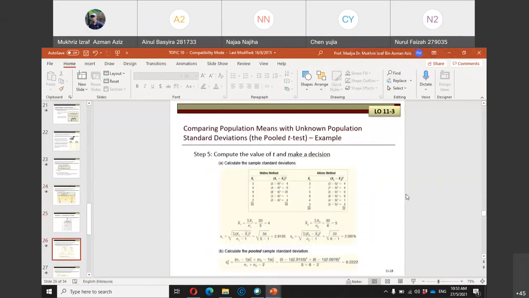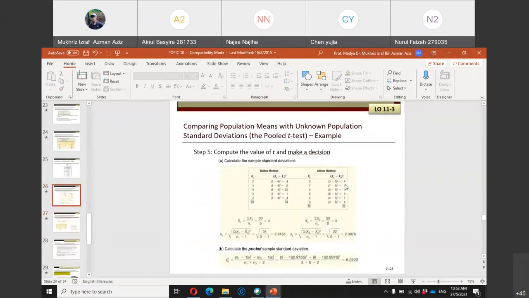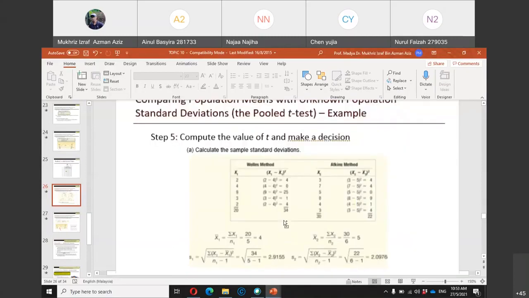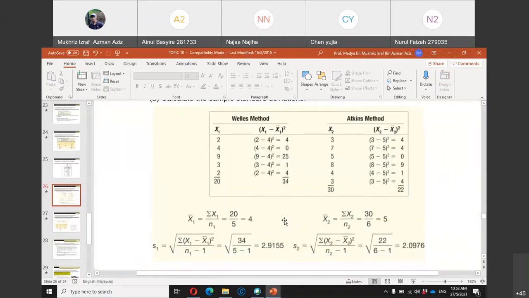Okay. And finally, the calculation. Here it will be similar to what you did in the exercise two days ago, or yesterday, when you submitted the exercise. Because the data is raw, you need to calculate the mean value and the sample standard deviation value. For Wallis, X1, you get the mean to be 4 and the sample standard deviation 2.9155. The sample mean for Atkins is 5. The sample standard deviation is 2.0976.